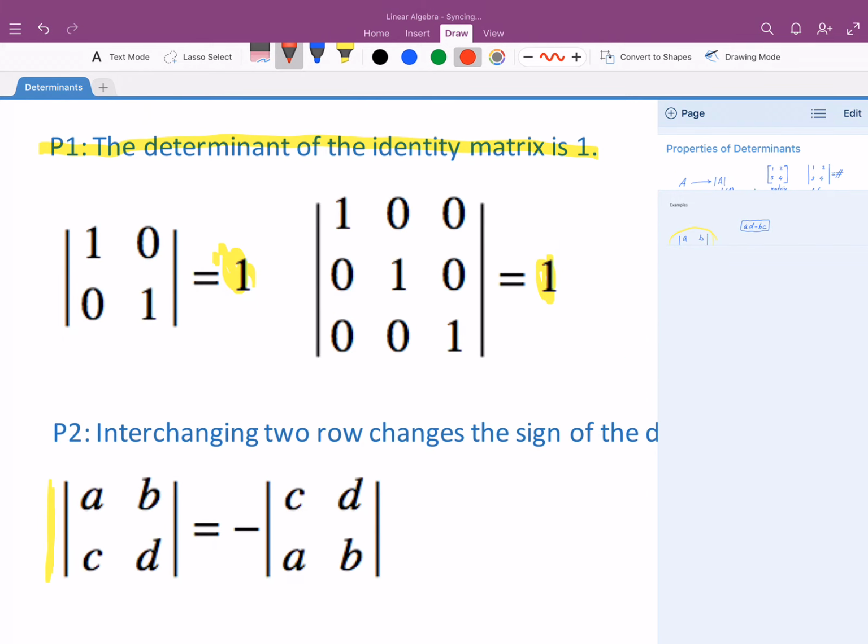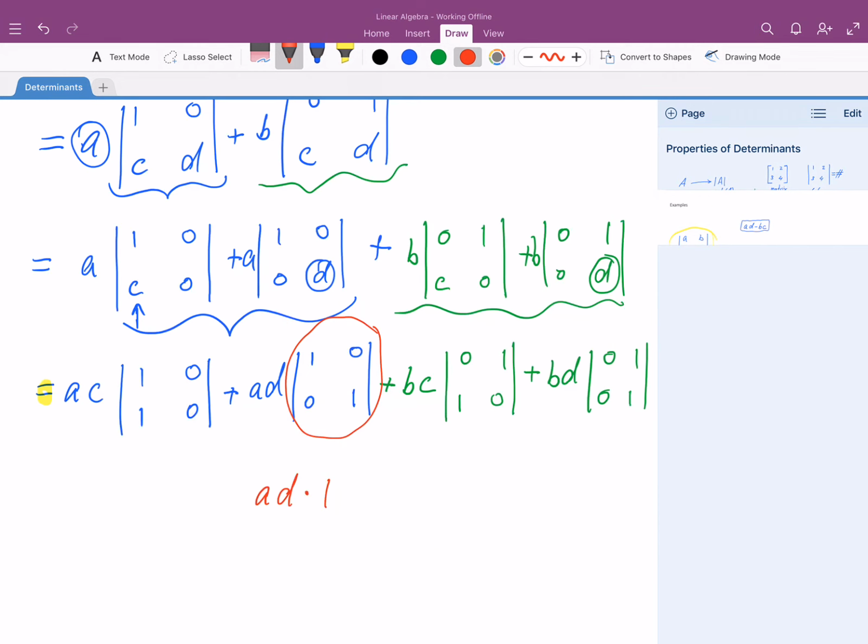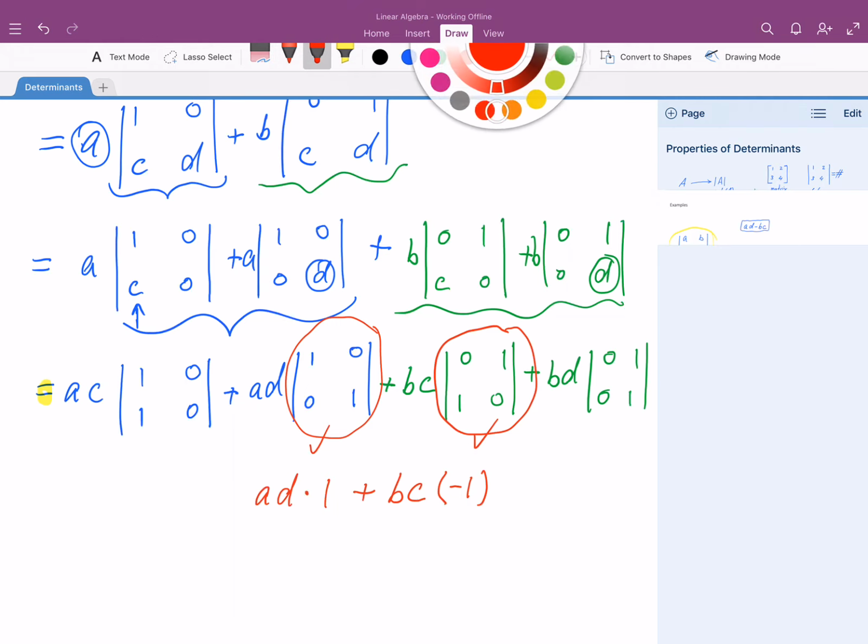If I go back here, the second property says interchanging 2 rows changes the sign of the determinant. Now if I focus on this one, this is just like the identity, but 2 rows are interchanged. So for that one, BC is multiplied by, well, what was the determinant of the identity? It was 1, and then I did an interchange, so it becomes -1. Okay, so that takes care of these 2. Now let me look at the other ones. So let me look at this orange one and this one.